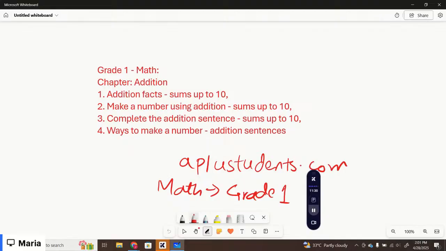The lessons we're going to cover today are: addition facts, sums up to 10; make a number using addition, sums up to 10; complete the addition sentence, sums up to 10; and ways to make a number, addition sentences. So please make sure you have your notebook and pencil so that you can note down the important examples and definitions as well.